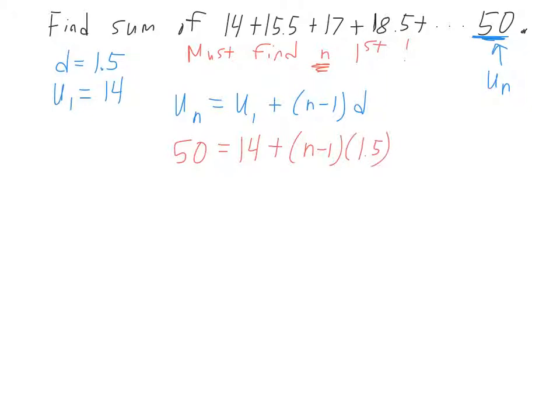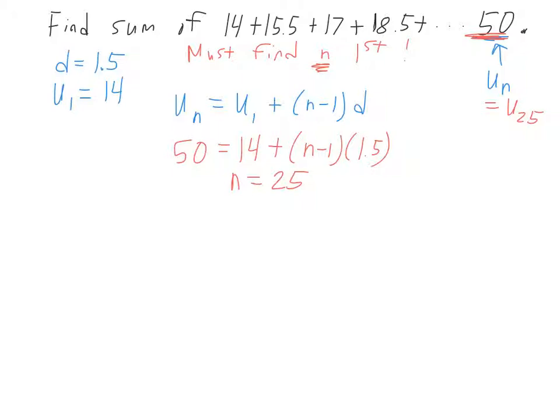So if we solve for n, that's going to tell us how many total terms we would have, where 50 is the last term. If we solve this simple equation, you want to subtract 14 first, then divide by 1.5, and then add 1. If you do that, you're going to get n equals 25. So this is really u sub 25. The 25th term is 50.